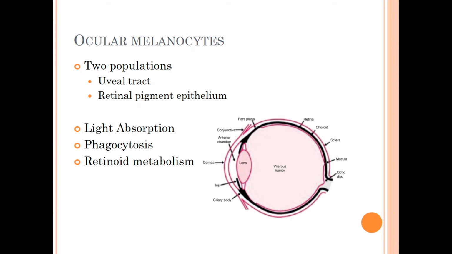And also they have phagocytic processes of the photoreceptor membrane to allow clear vision, and also they have some function in the retinoid metabolism as well.